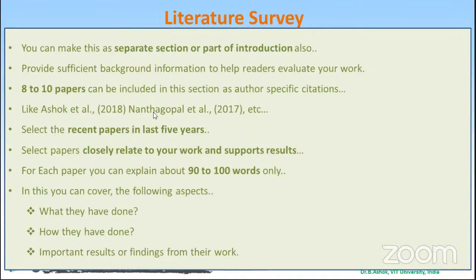Use 8 to 10 papers in this section as author-specific citations. So like Ashok et al. published this and so on. Select some recent papers. Don't use papers published 15-20 years back at all. So select recent papers, the last 5 years' papers. That is another important requirement. Select the papers which are closely related to your work.